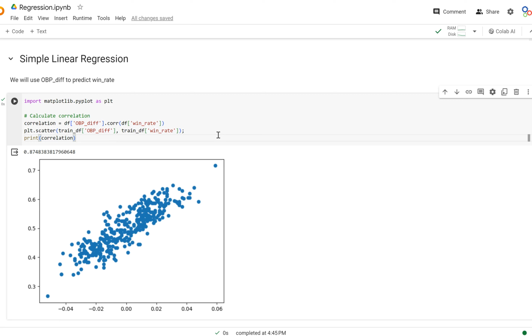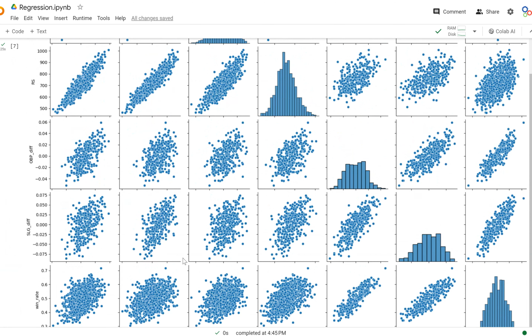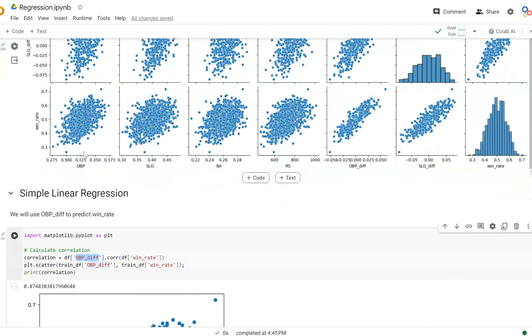So in this video, I want to fit a simple linear regression model to our data set where I'm going to use the on-base percentage difference, which, remember, is the difference between the on-base percentage of a particular team and their opponent's on-base percentage that they faced that year across all the opponents that they faced. And we saw that there was this linear relationship between on-base percentage difference and the win rate.